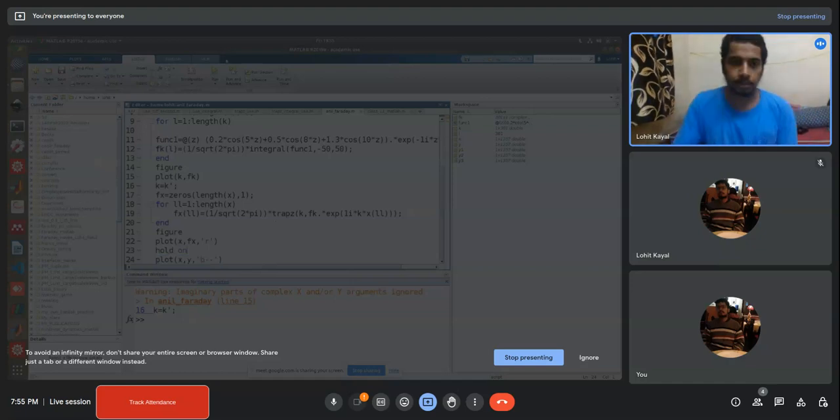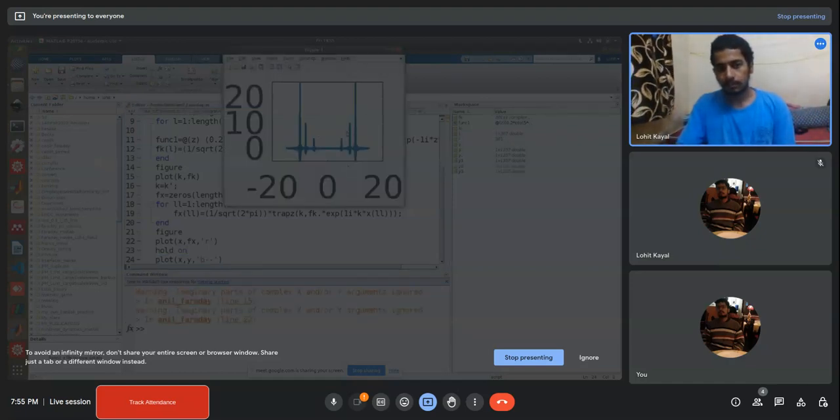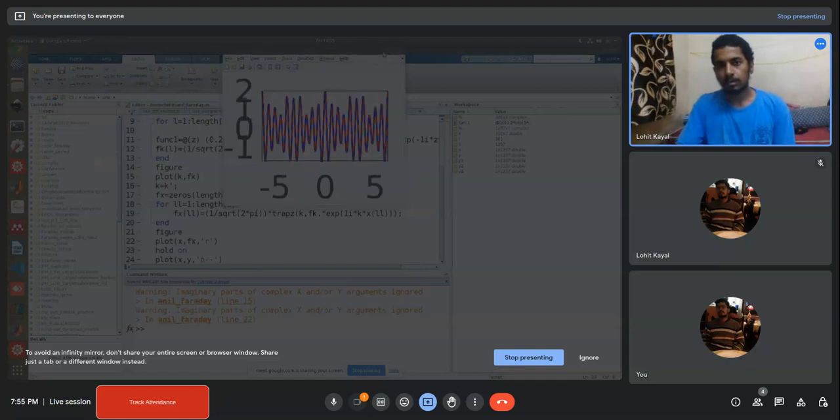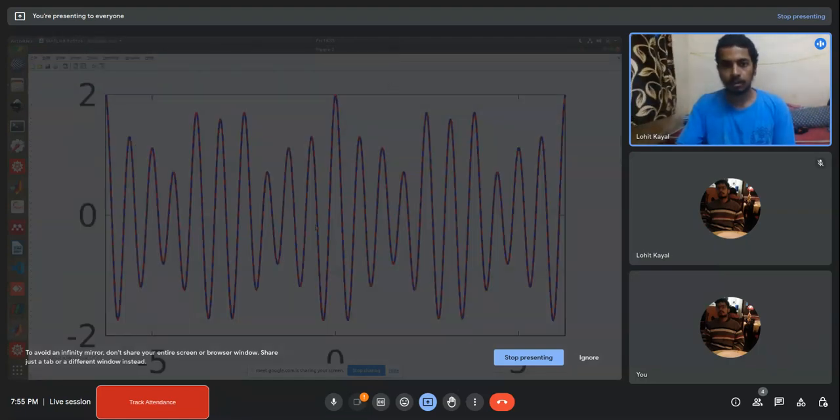Right, so let's just try it now. Let's run the code. This I have already shown. Yeah, now this is the plot. Here this blue one is from the original curve, that is the y, which is y1 plus y2 plus y3, and this red dashed line is from the inverse Fourier transform. You can see that this is working perfectly.